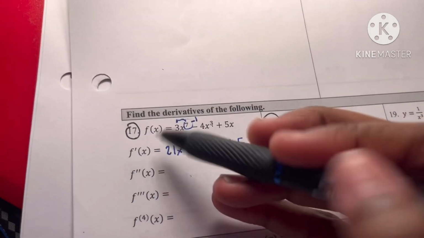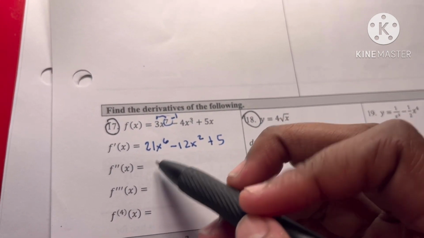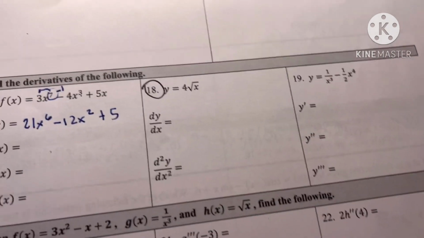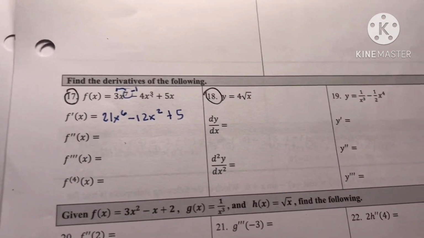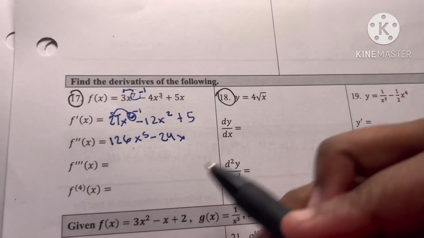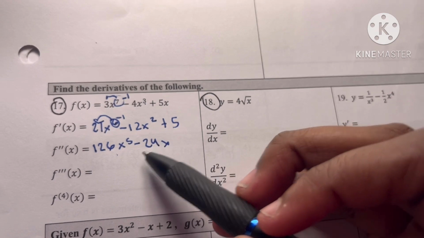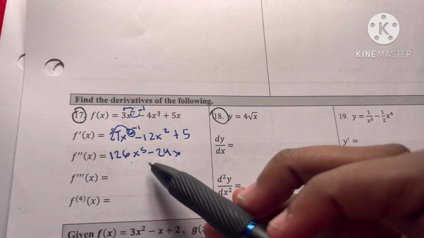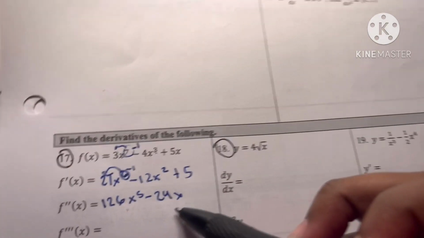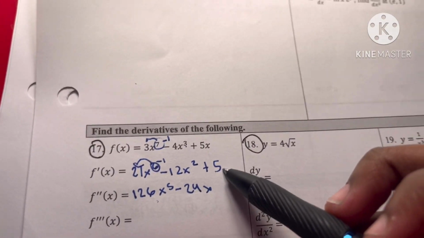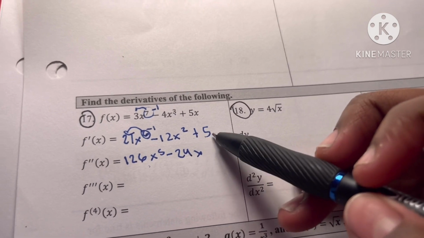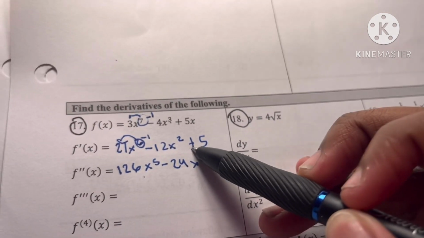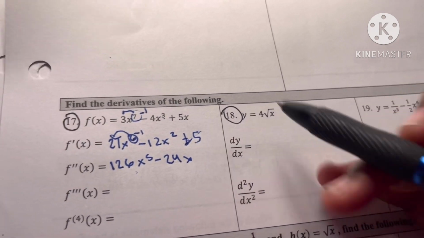So again, 21 times 6. And these numbers are going to get large. But let me get my calculator real quick. And I'll calculate that and be right back. And so I went ahead and just did the second term. But as you can see, these numbers are going to start getting a lot bigger. And for 5, since 5 doesn't have a variable, that means it's 0 because it's constant.